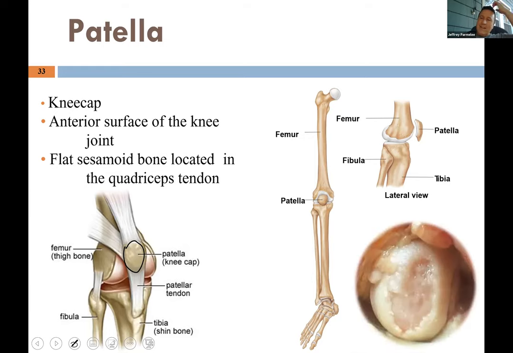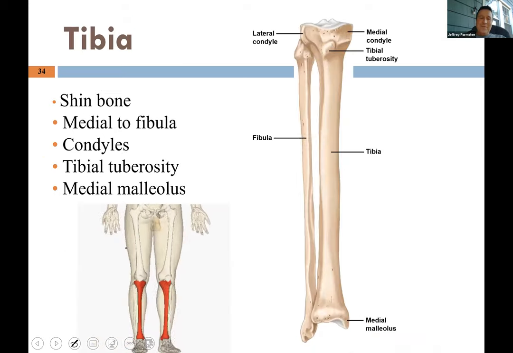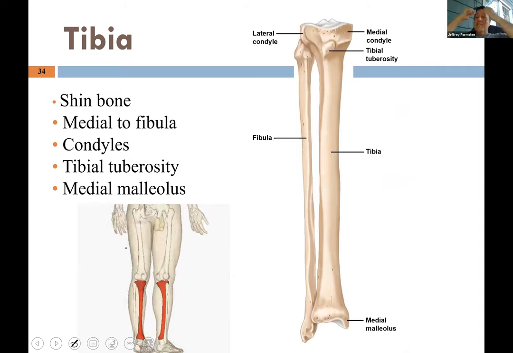Here's one that's got some cartilage issues. And you can dislocate your patella. Patrick Mahomes did that last season and you can put it back. All right, your tibia.